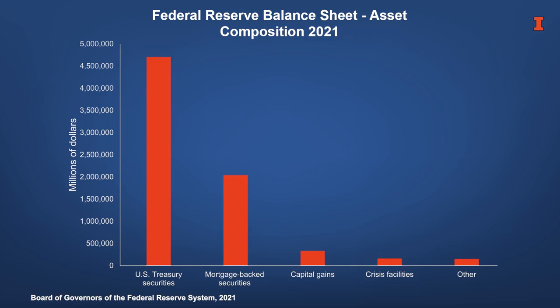Capital gains are next. These are profits on securities that have not been sold yet. These are also called unrealized capital gains. Then we see crisis facilities. These are various loan programs. They are mostly to banks, and funds were provided during times of market-wide stress. Banks will have to repay these loans. What is the main driver for asset growth? Clearly, it is the government and government-backed securities held by the Federal Reserve.